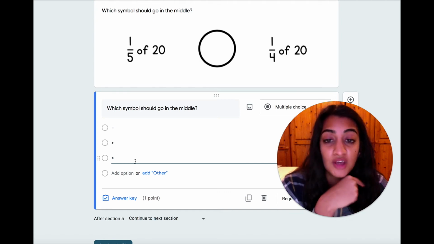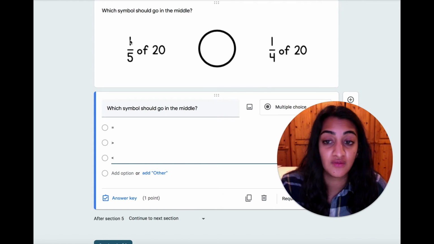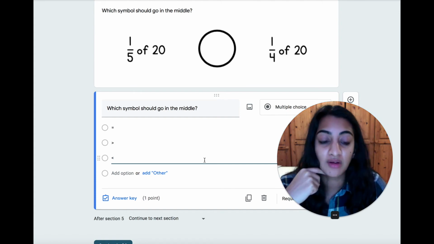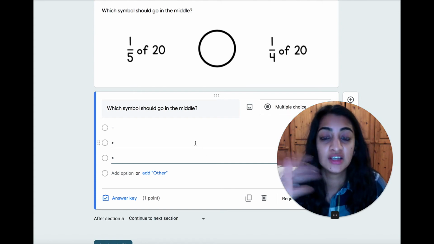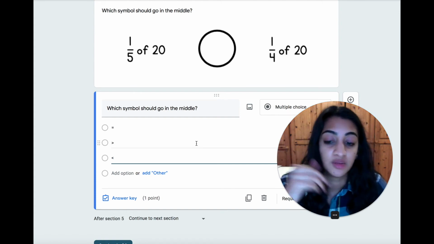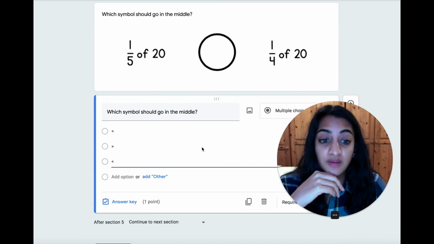So there's two different ways you could have worked it out. You could have used your equal parts circles to actually find the value of 1/5 of 20 and 1/4 of 20, or you could have used your rules about comparing fractions that you memorized to help you figure out which one is going to be bigger and which one is going to be smaller.